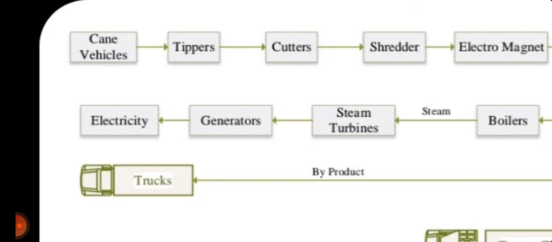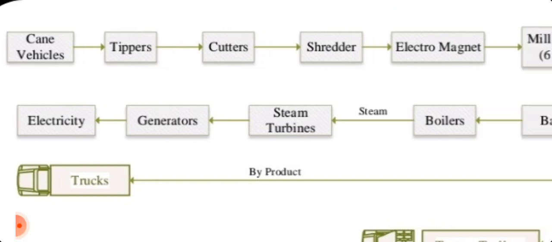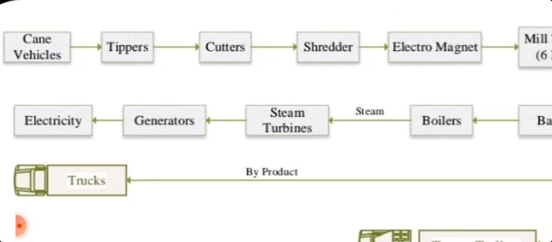Then we will take these cane vessels to the tippers, and from the tippers you can send this sugar cane into the carriers. Carriers are not shown here, but we use carriers in sugar industries for this purpose. And then from carriers it goes to a cutter.